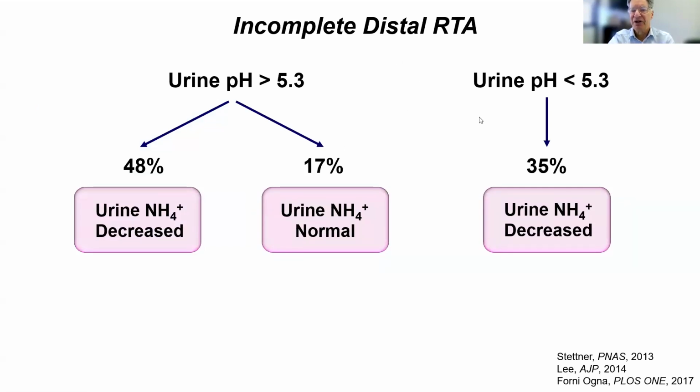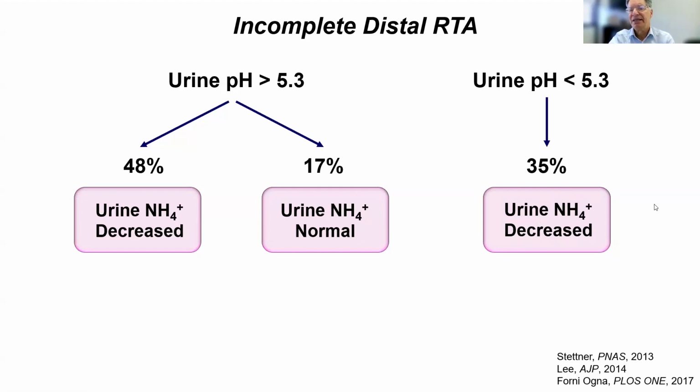Since then, we now have greater subdivisions of incomplete distal RTA. We divide the patients up into those that can't acidify below 5.3, but there is a subgroup that actually can, but they have additional phenomenology. Of the ones that cannot acidify, 48% also have decreased NH4+ in the urine, but in 17% of the total, it's normal. 35% of the patients can acidify and they have decreased ammonia.